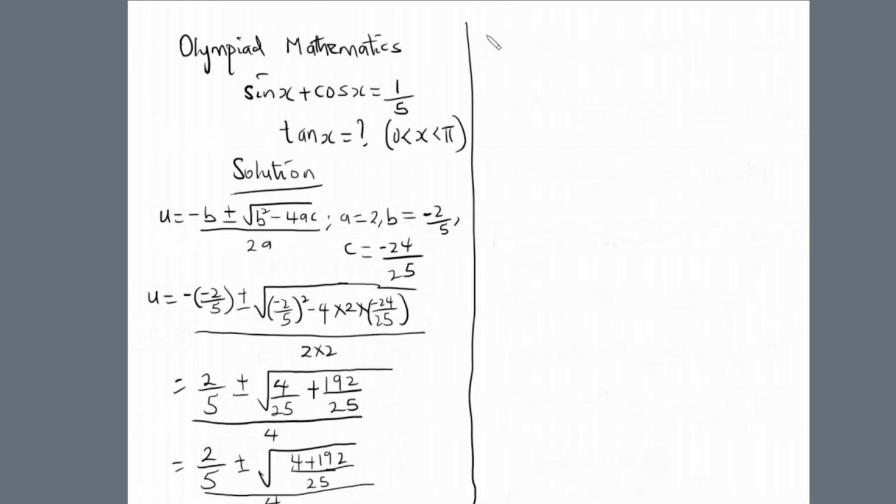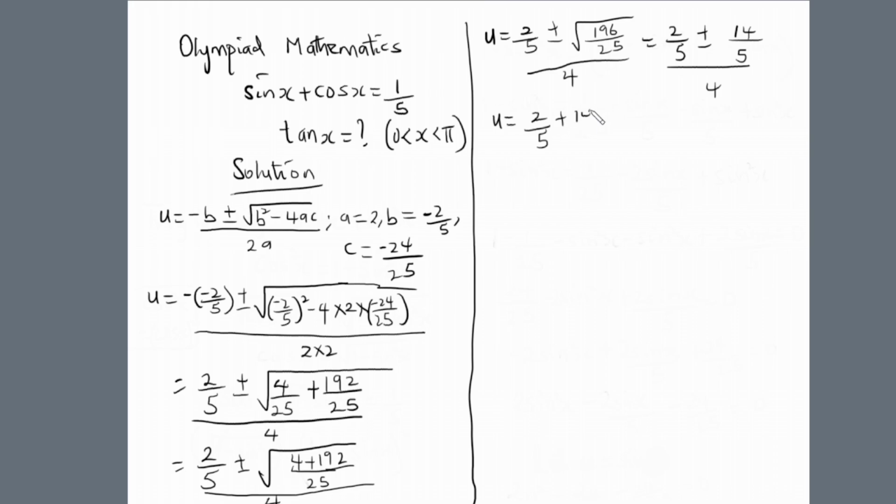Now, u is equal to 2 over 5 plus or minus the square root of 4 plus 192, which is 196, divided by 25, over 4. And that would be 2 over 5 plus or minus the square root of 196, which is 14, the square root of 25 is 5, divided by 4. All right, and so what we now have is either positive or negative. u will be 2 over 5 plus 14 over 5, all divided by 4, or u is equal to 2 over 5 minus 14 over 5, all divided by 4.